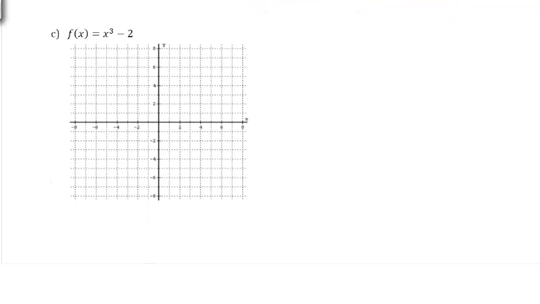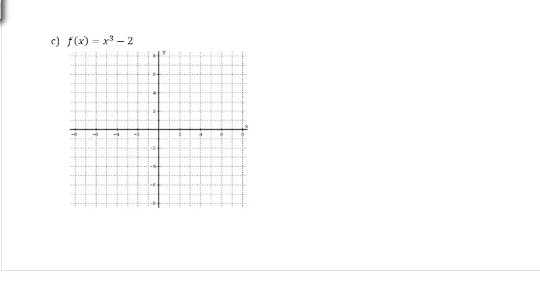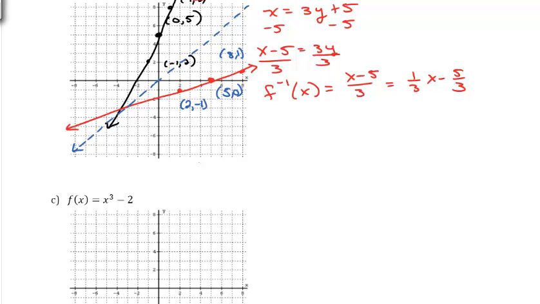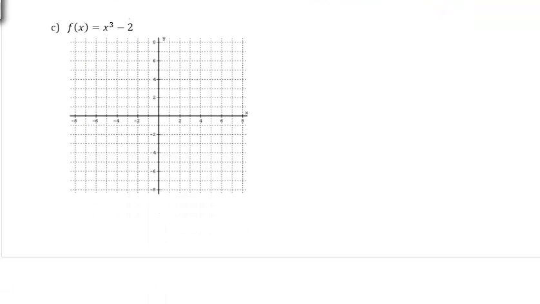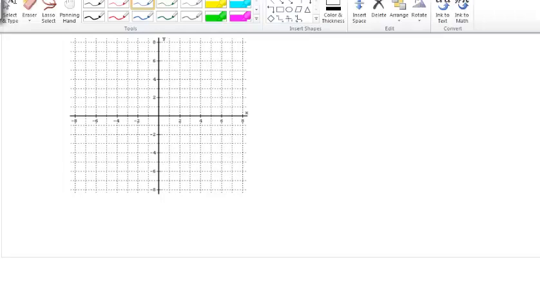And then our last one, we have f of x equals x cubed minus 2. So we know a little bit about this. The only thing that we really have learned about this so far is that this negative 2, you should have some idea of what this negative 2 is doing to the graph. From transformations, it's shifting the graph down 2 units. So I'm going to plot a couple of points to get the graph of this function.